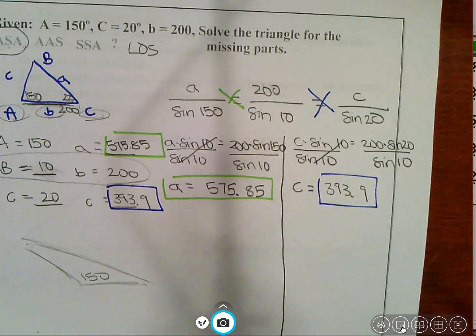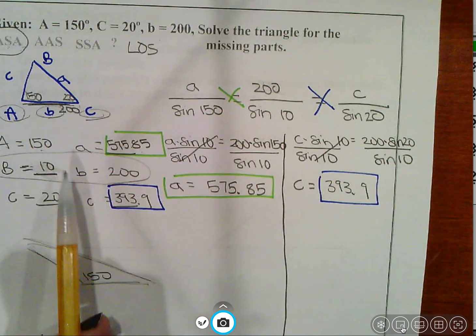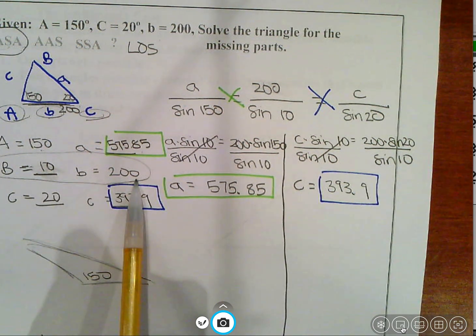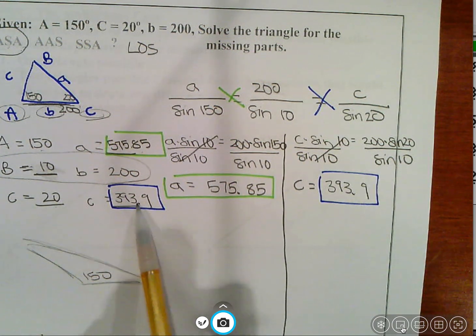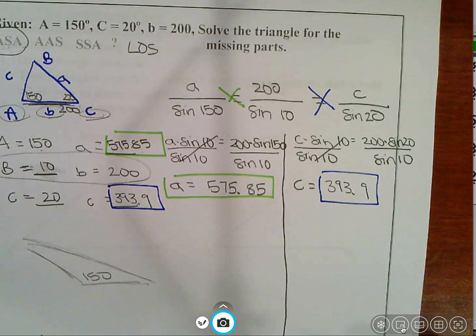All right. Something to think about. The biggest angle matches with the biggest side of 575. The smallest angle matches with the shortest side of 200, and the middle-sized angle would match with the middle-sized side length of 393. So that matches pretty well.